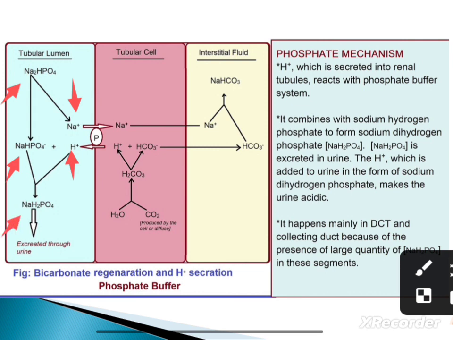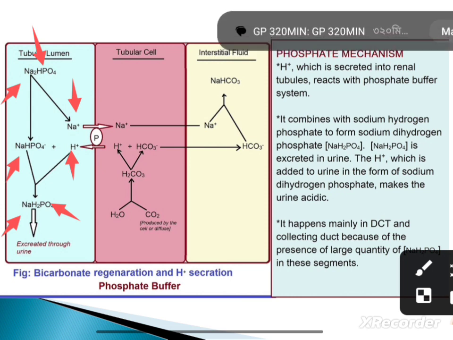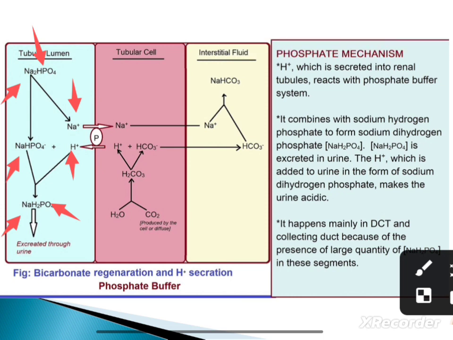Look, students, previously it was disodium monohydrogen phosphate and now it is monosodium dihydrogen phosphate. That means one hydrogen is attached to it, and when it passes through urine, it is carrying one hydrogen ion with it. This is called the excretion or secretion of hydrogen ion.